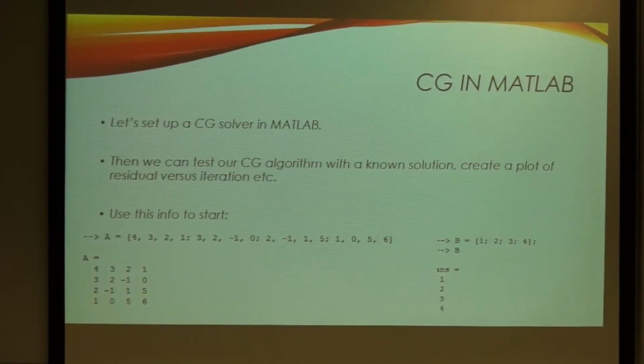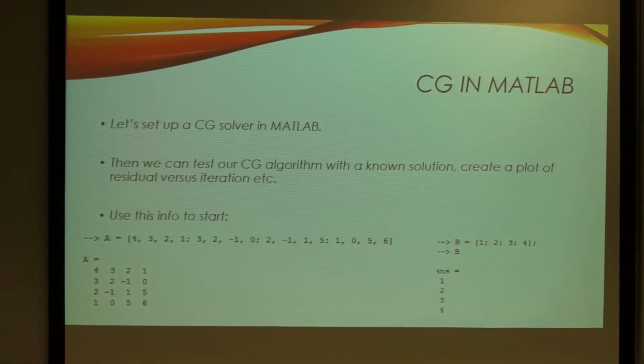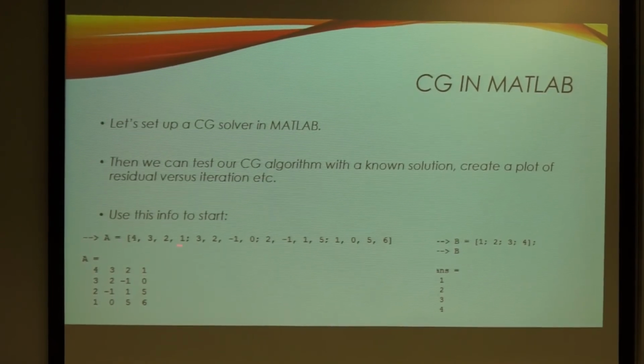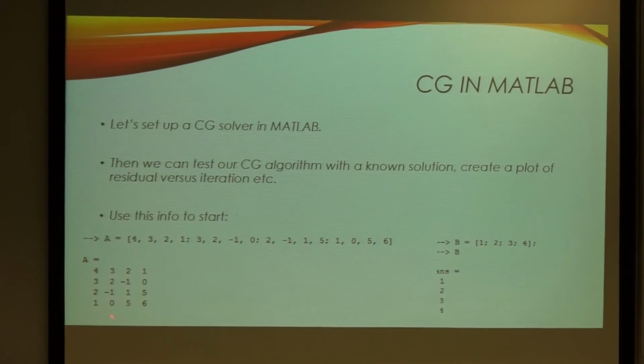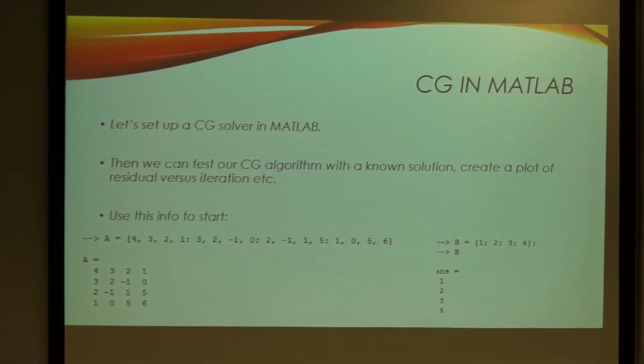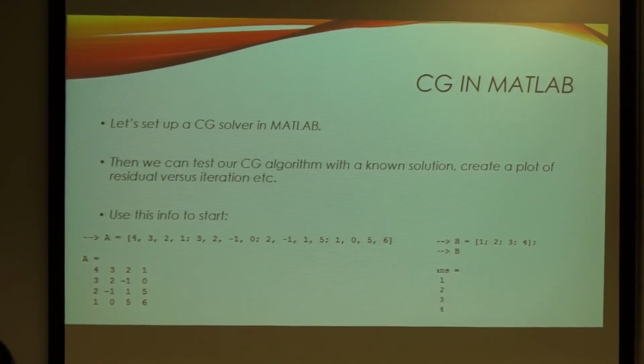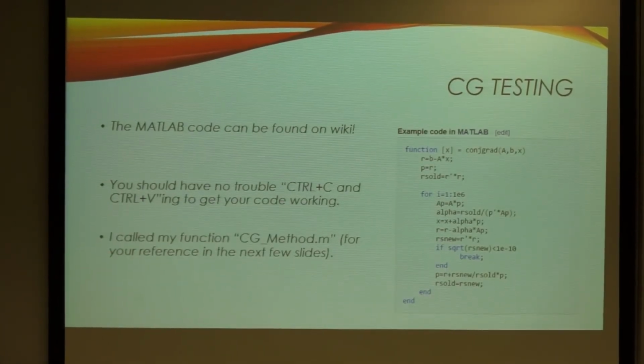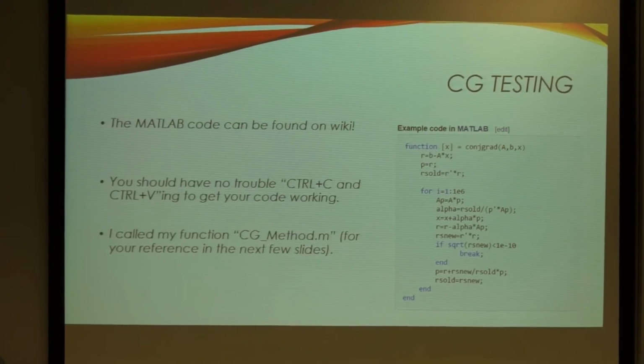Okay, let's set up a CG solver in MATLAB. Hang on. We don't have a MATLAB code yet, do we? But here for your reference is a matrix A. I'll put this up later, and B. So we have some random matrix A. It's not so random, let me tell you. And some vector P, 1, 2, 3, 4. We want to solve this system of equations. We need a MATLAB code. What are you going to do?